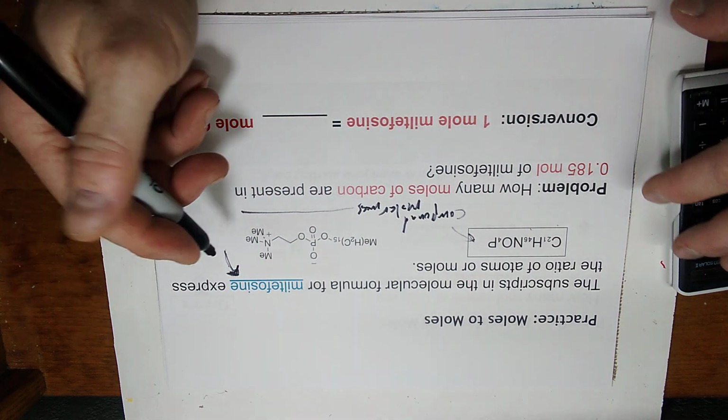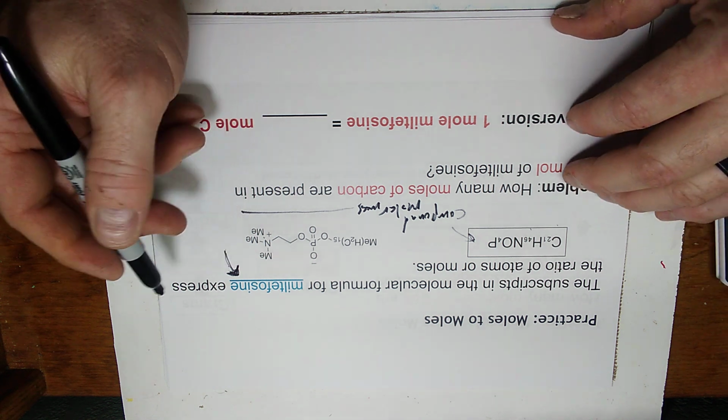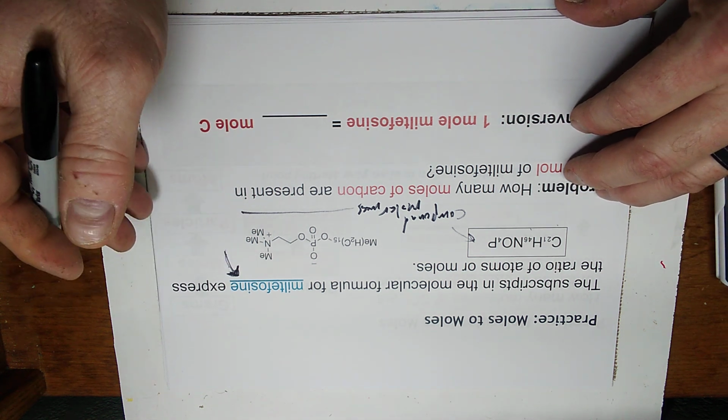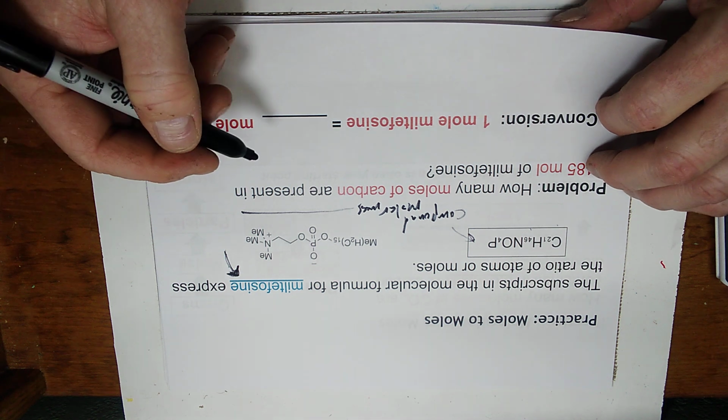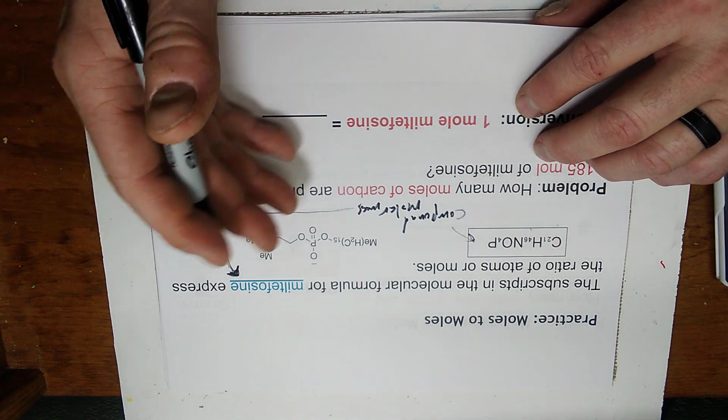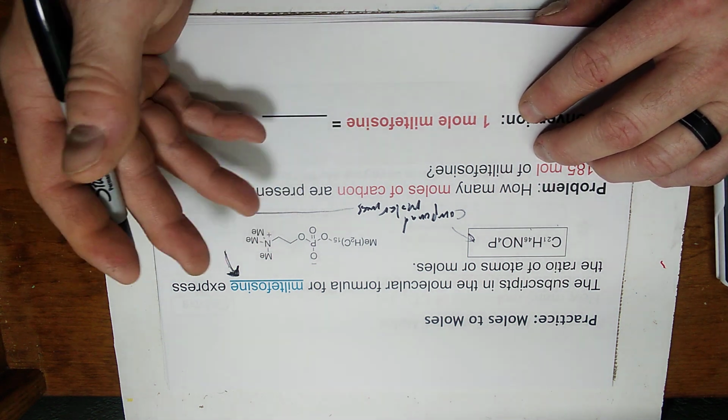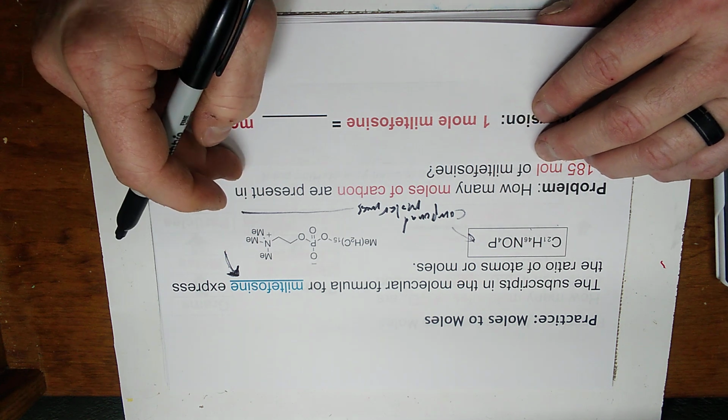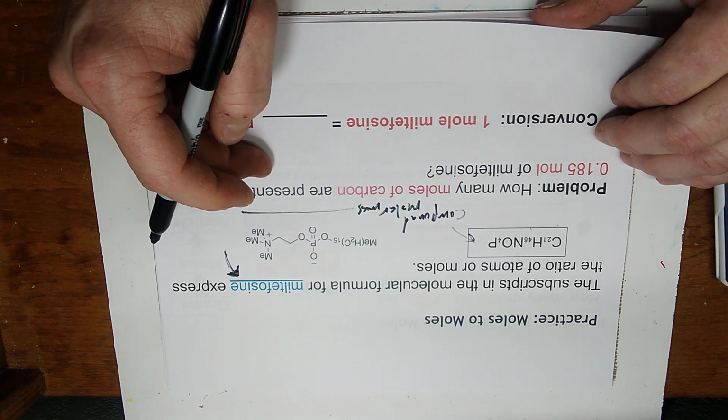Now, the other way you can do is just look up on your phone miltefosine and type in molar mass. That's probably the easiest way to do it. But we can also work slowly. If we want to look at each of the atomic masses in the periodic table, we can do that.